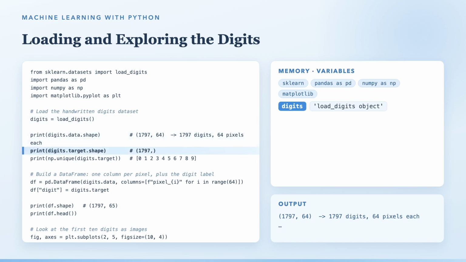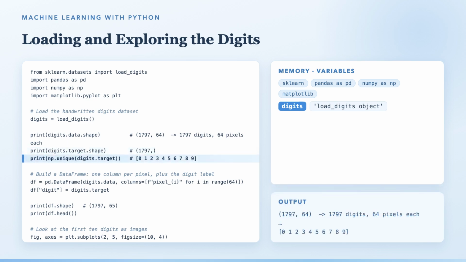And here they are as pictures. A 0, a 1, a 2, written by real human hands, long ago. A little wobbly, a little imperfect. That's all right. Wobbly is exactly what we're here to learn from.